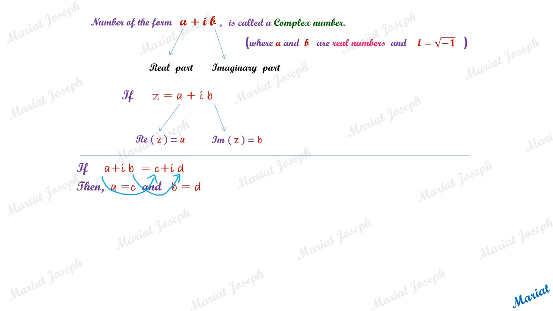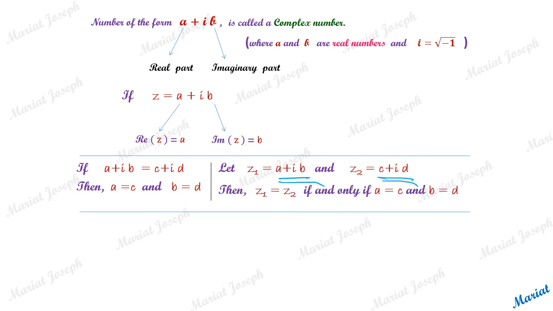Only then are two complex numbers called equal. Very important to know, though it looks very obvious. Now, if we take two complex numbers z1 and z2, one is a plus ib, the other is c plus id. If these two are equal, we can say this real part must be equal to this real part, that is a equal to c. Also the imaginary parts should be equal. So this is the equality of two complex numbers.